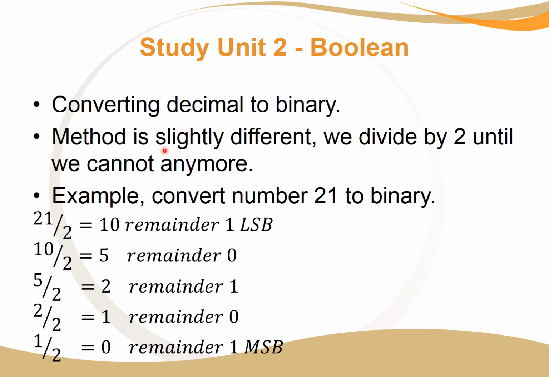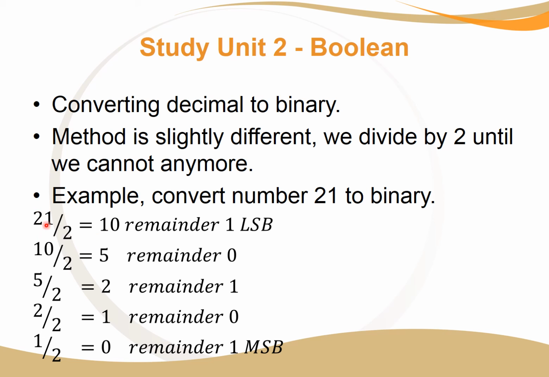Now, converting decimal to binary, going the other way around. The method is slightly different. We divide by 2 until we cannot anymore. And I'll explain this. So let's have an example. Let's convert the number 21 to binary.